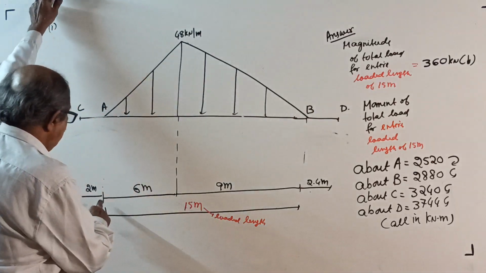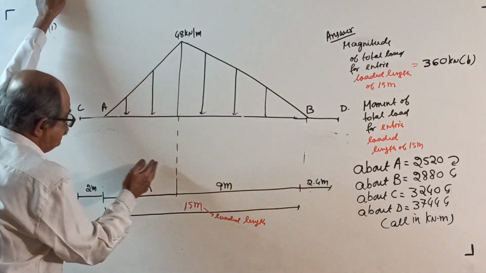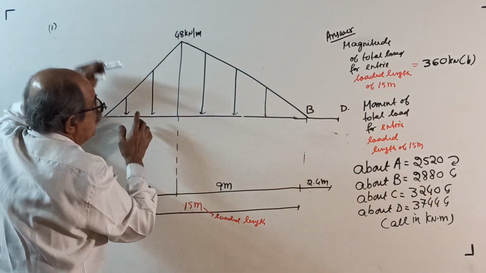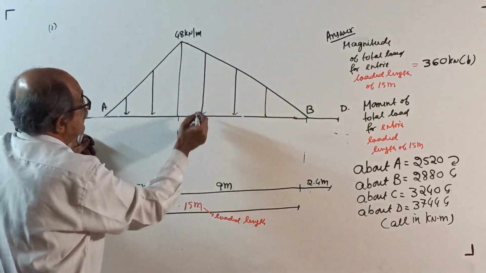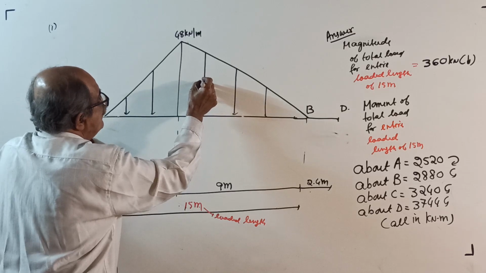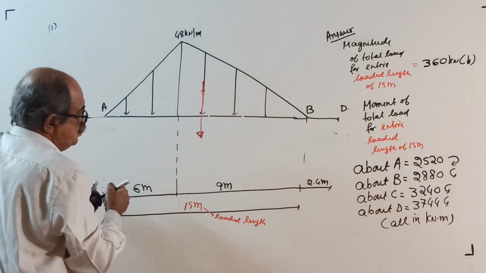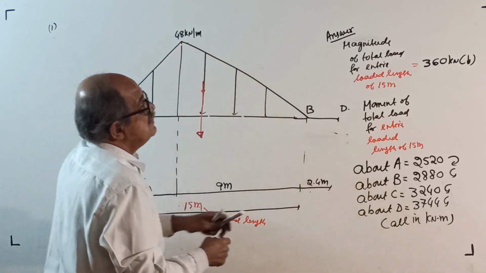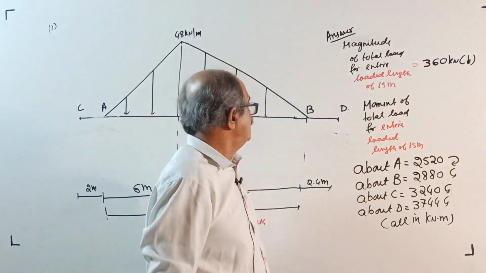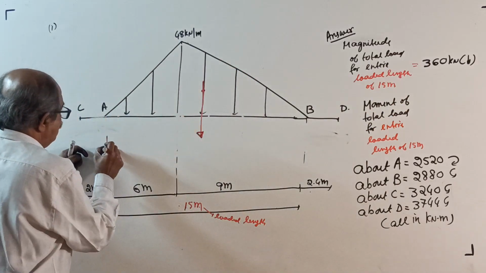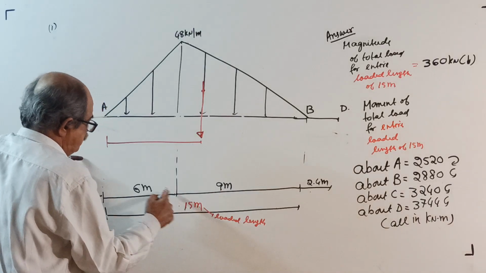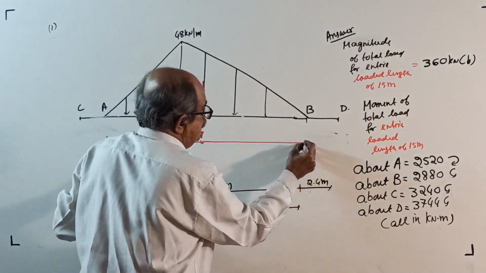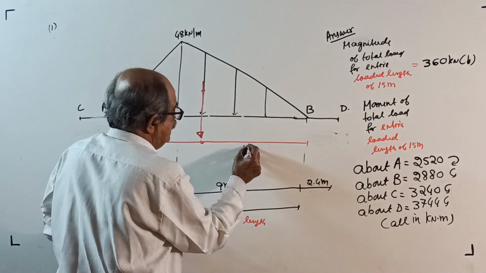Interchange. This is 6 meter, this is 9 meter. Left side lesser, right side more. Therefore, if you consider the total load for the entire length of 15 meter, it will pass somewhere here. It will be equal to half into 15 into 48, that is 360 kilonewton. Line of action from here will be 15 plus 6 divided by 3. Line of action from here will be 15 plus 9 divided by 3.